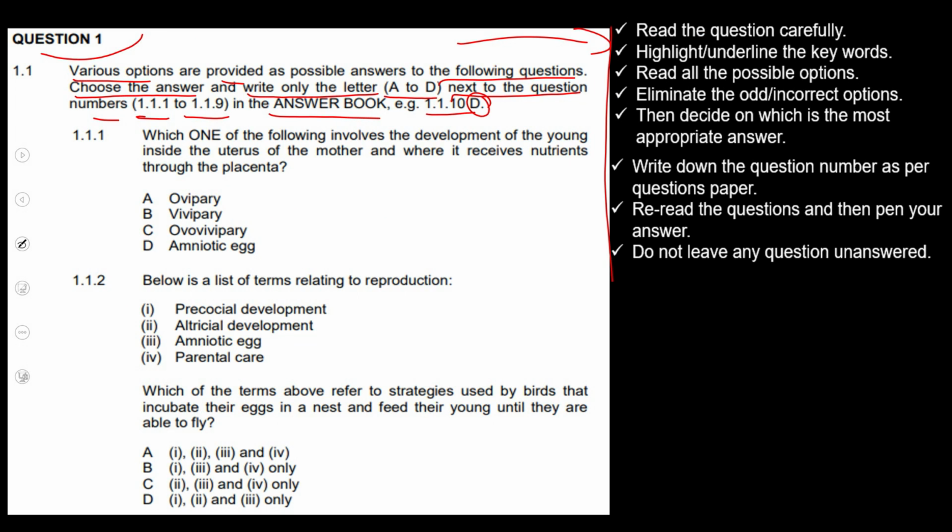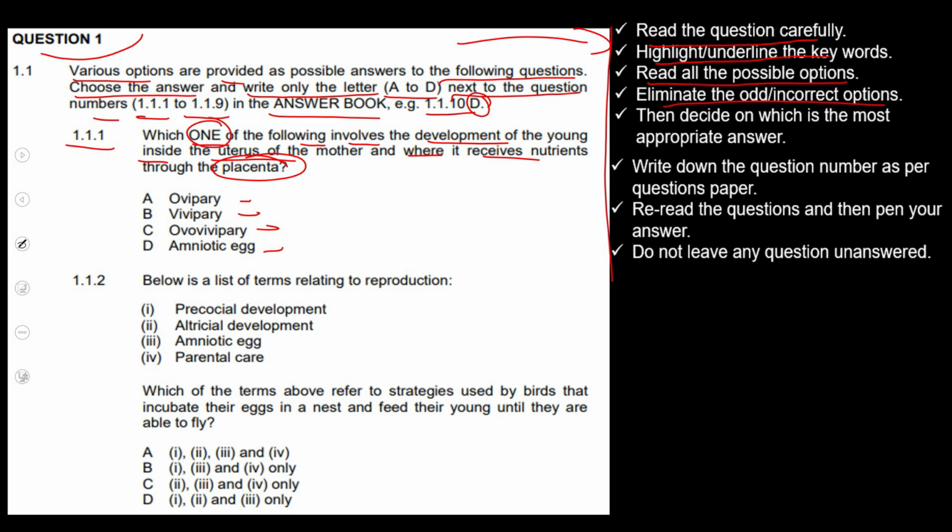Let's move on. So the first thing is, remember, read the question carefully. So that's what I'm going to do. Which one of the following involves the development of the young inside the uterus of the mother, where it receives nutrients through the placenta? So we've got to identify which one. So I've highlighted, underlined the key concepts. I'm going to read through the possible options. So is it A, oviparity, B, viviparity, C, ovoviviparity, or D, amniotic egg?